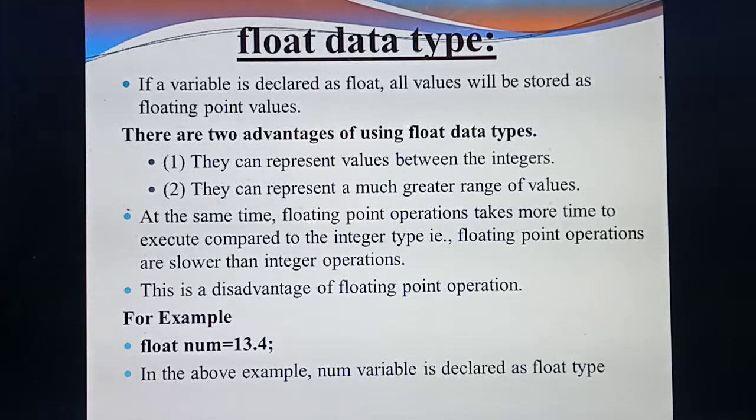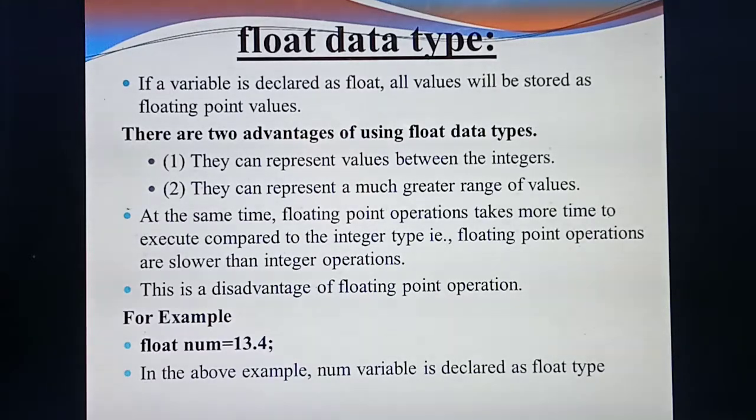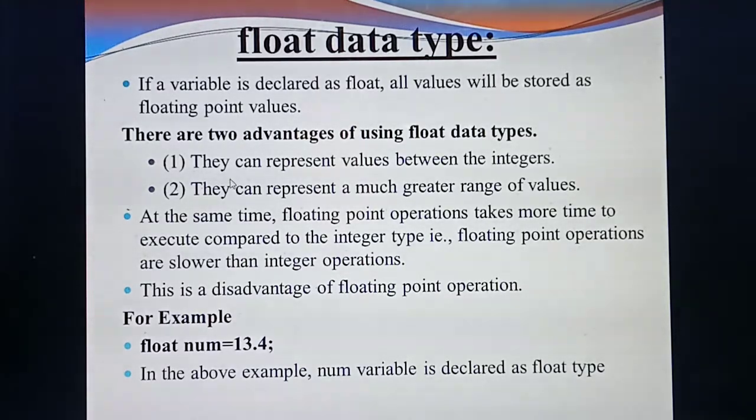Understand what I mean by between two integer values? 5.5, for example, I am just telling you, means between 5 and 6. Understand? That's the first advantage. Read the first advantage: they can represent values between the integers. Understood? Okay. The second one is, using this float data type, you can represent a much greater range of values.